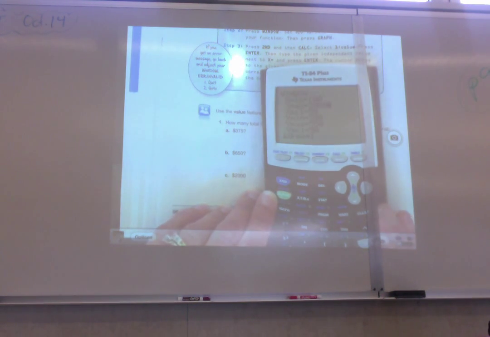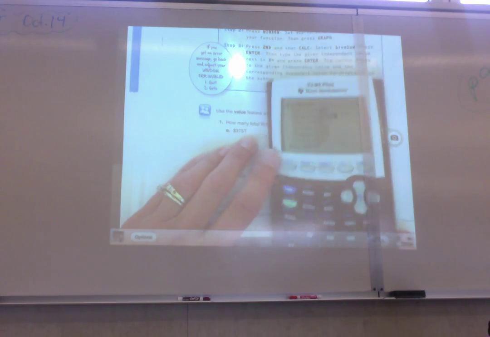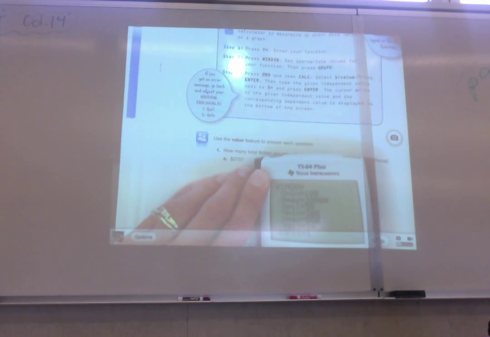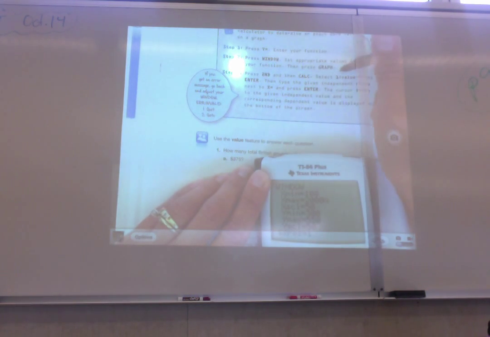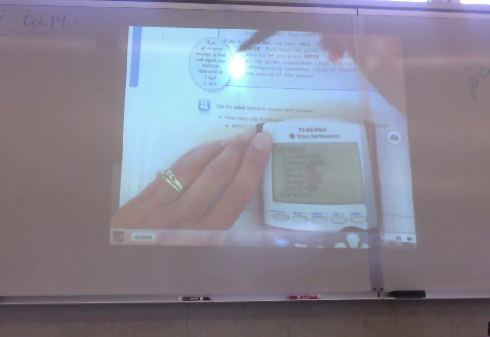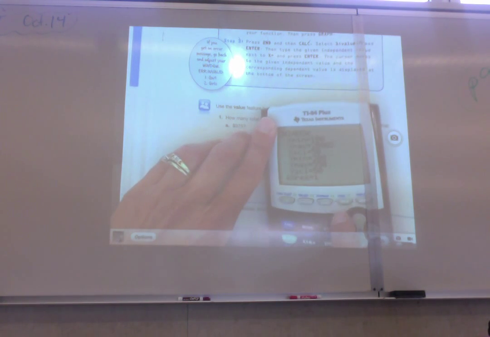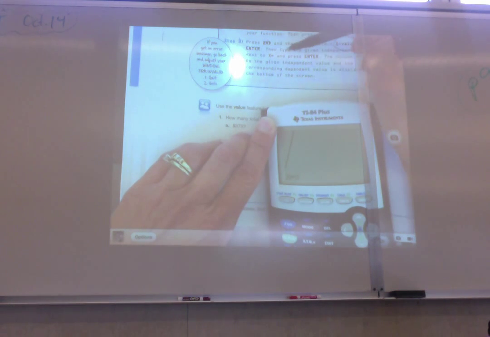Okay, all right, so good. So now, let's see that again, the value feature, and we have it right here above us, step 1, step 2, step 3. We've got the window already set, so we're really looking at step 3. To get to the value feature, second calc. Then we're going to select number 1 by pressing enter. Then we're going to type a given independent value next to the X.